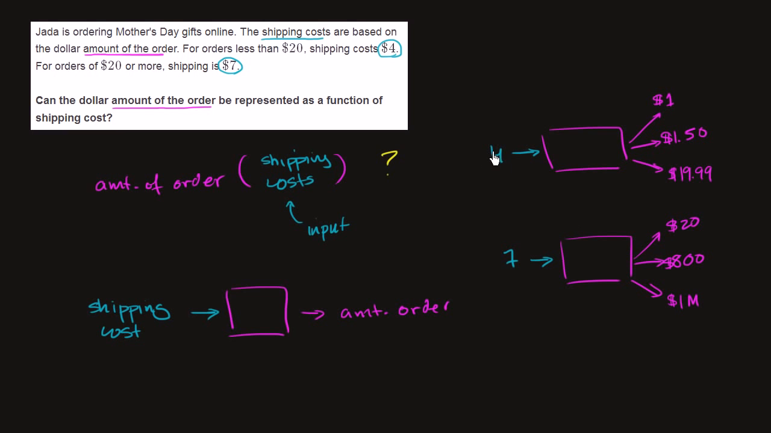So for each of these valid shipping costs, I can get many potential outputs. I don't know which output it necessarily will map to. If someone tells you the shipping cost, you don't necessarily know what the order size was. This is not a function. You cannot represent the amount of order as a function of the shipping cost. So no.